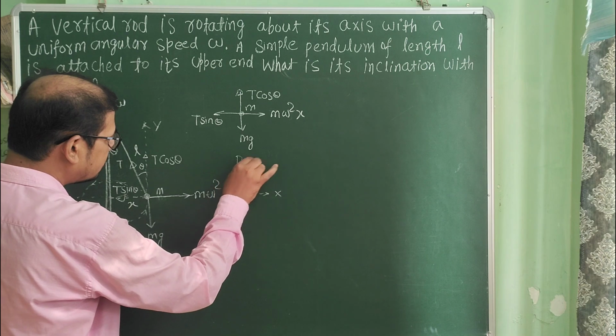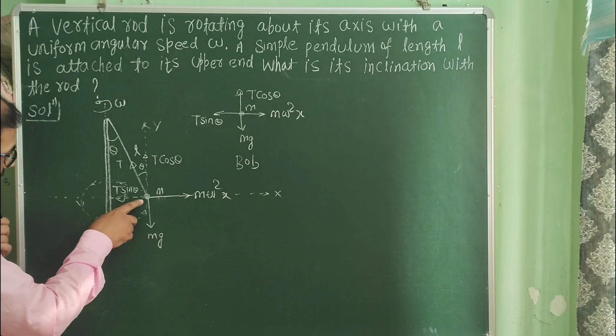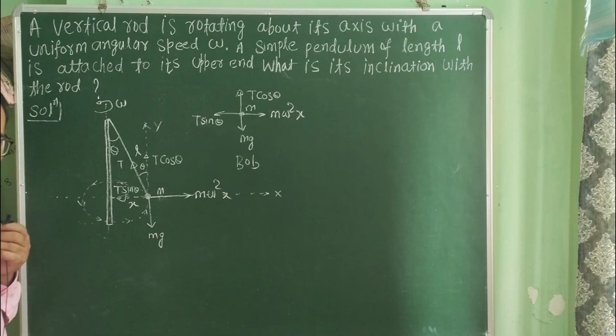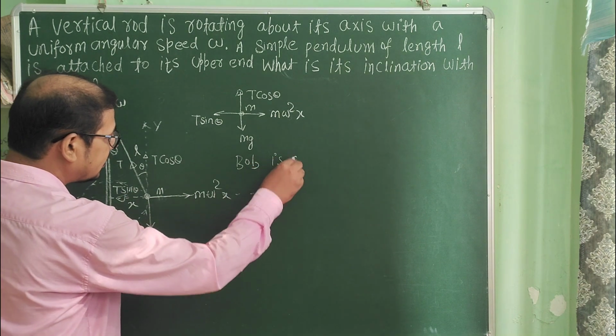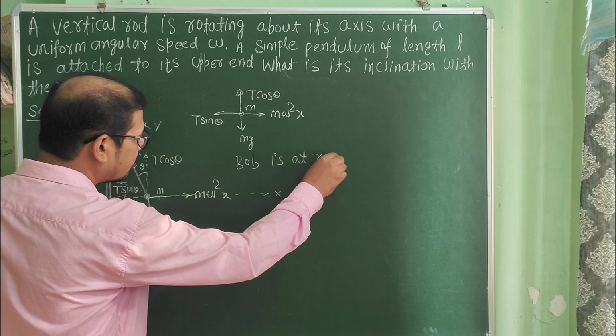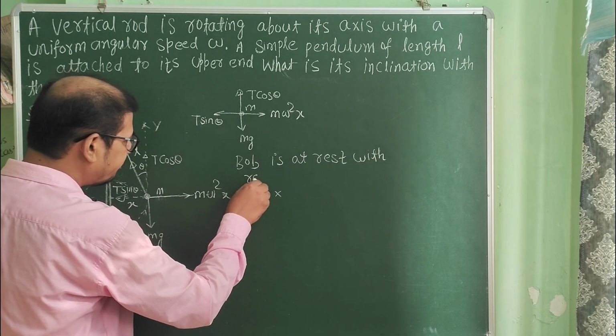This is called the bob. A small mass m is called a bob in the case of a simple pendulum. The bob is at rest with respect to the frame.